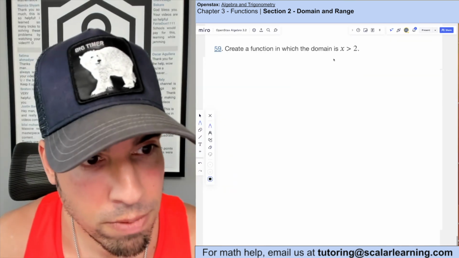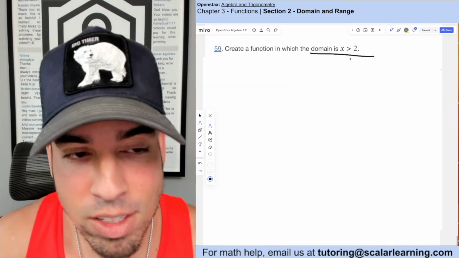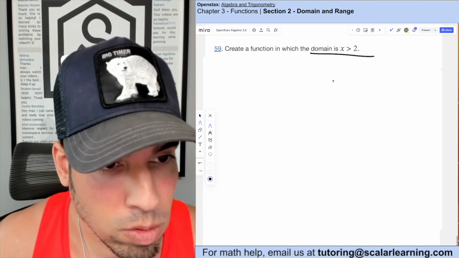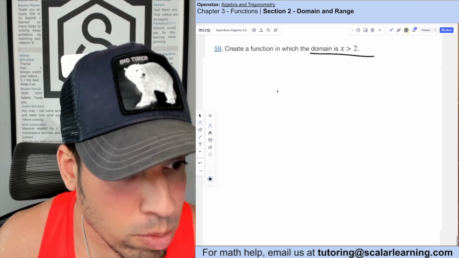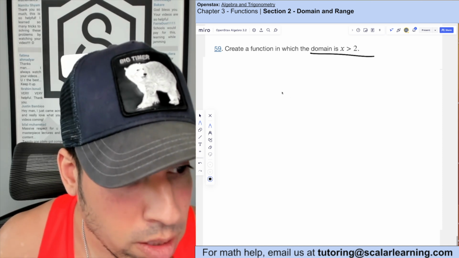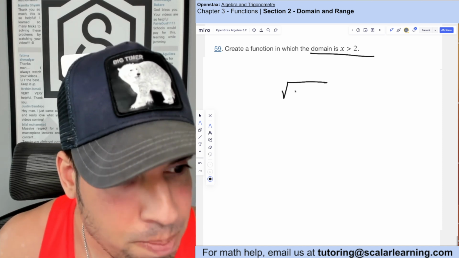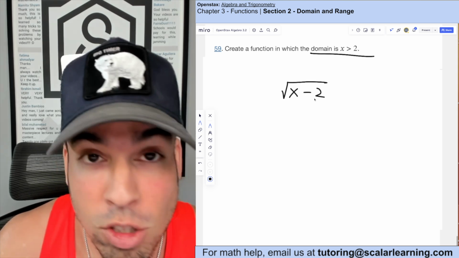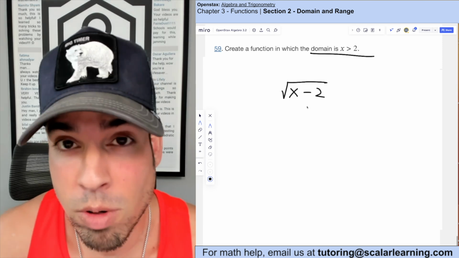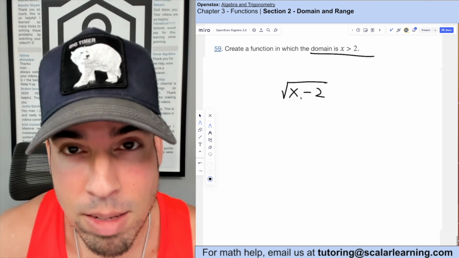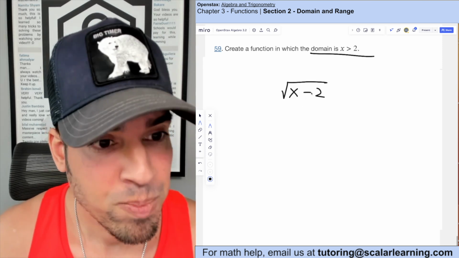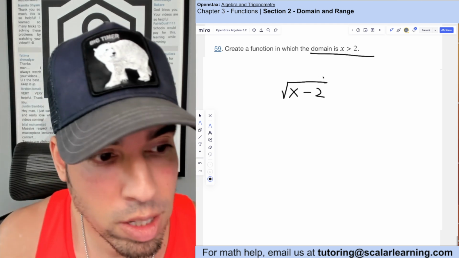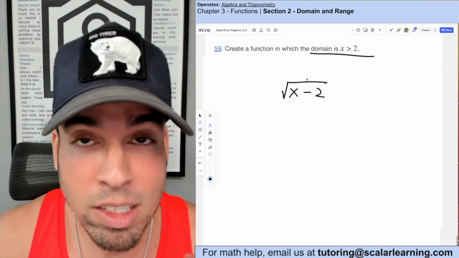So here I want to create a function where the domain is x is greater than 2, meaning I'm not allowed to throw in a value that is less than 2, essentially. Well, first I'm going to start with a nice square root function. Because if I say square root of x minus 2 like that, remember, we can't take a square root of a negative. So this at least limits me to 2 or above. So that's greater than or equal to 2, but they didn't ask that. They said greater than 2. So we even want to exclude 2.